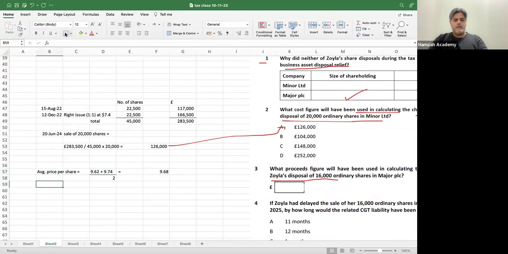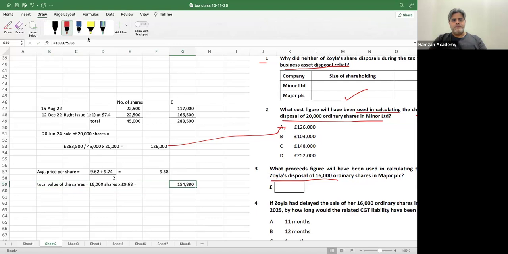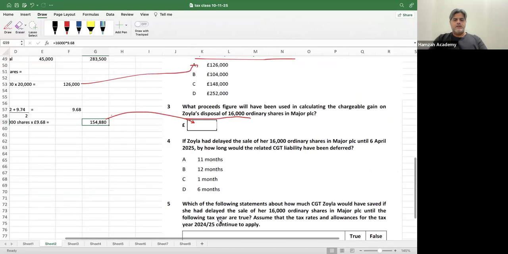And then the total value of the shares would have been, I have sold 16,000 shares into 9.68, 154,880. So this 154,880 is going to be the proceeds over here, right? Okay.